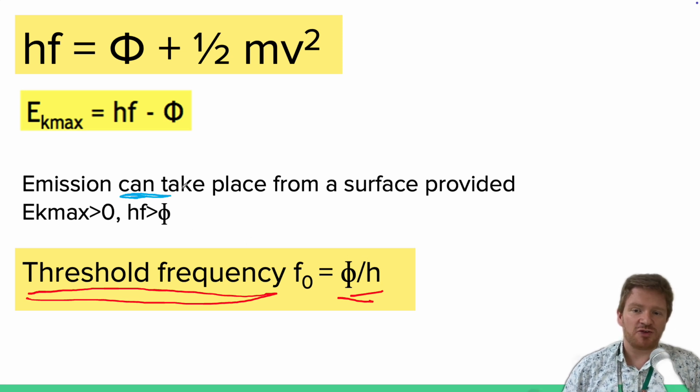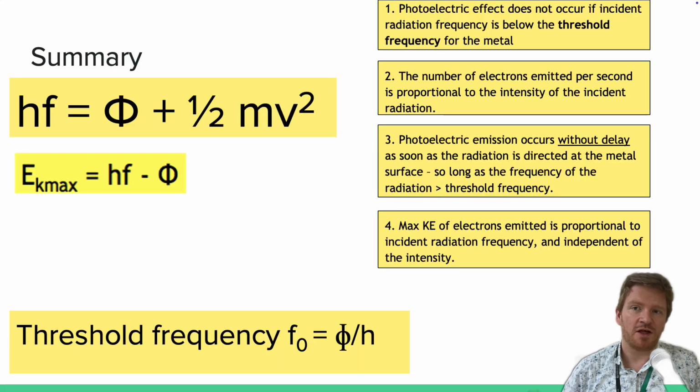So any photons that are above the threshold frequency will permit emission of electrons to occur. So they'll allow the photoelectric effect to take place. Okay, that was quite a lot to go through. What I really suggest you do is make sure you're familiar with these observations and what they mean.